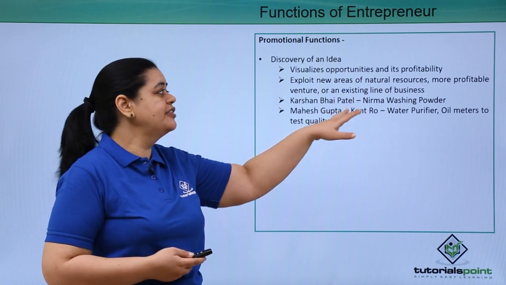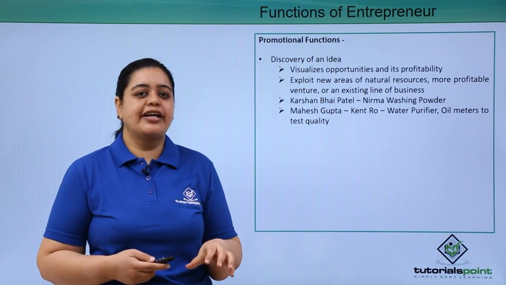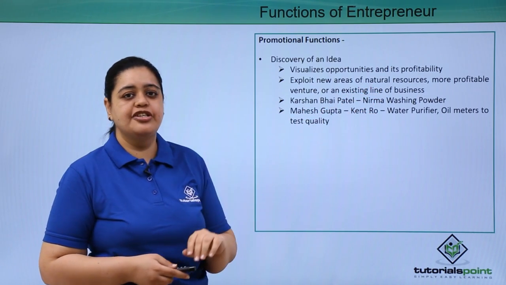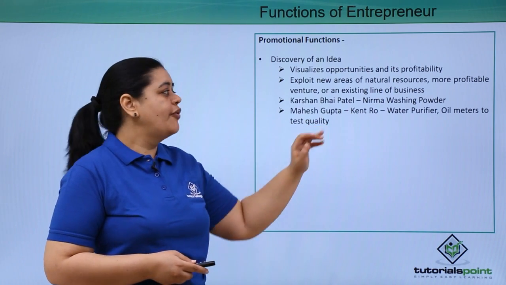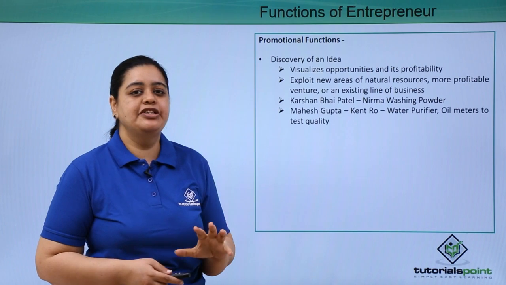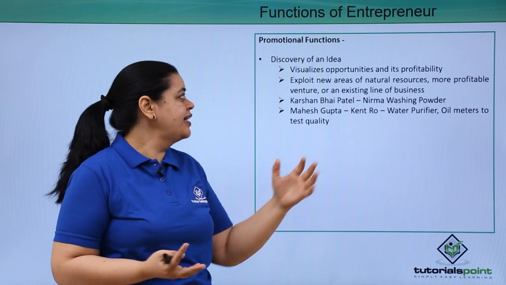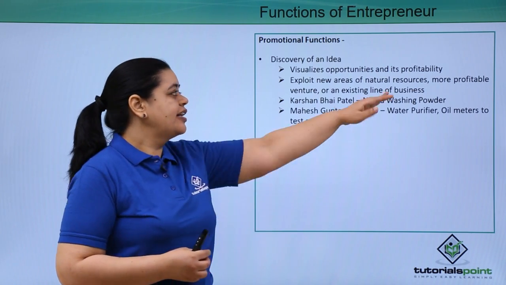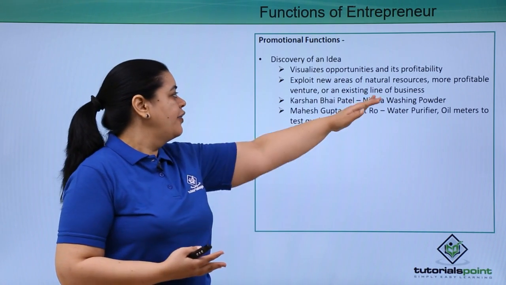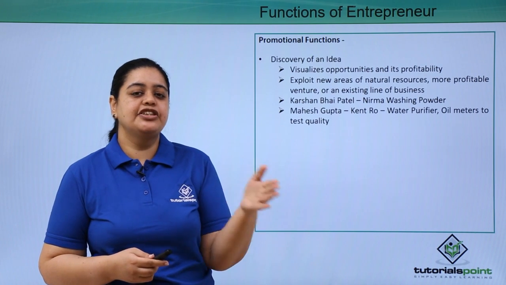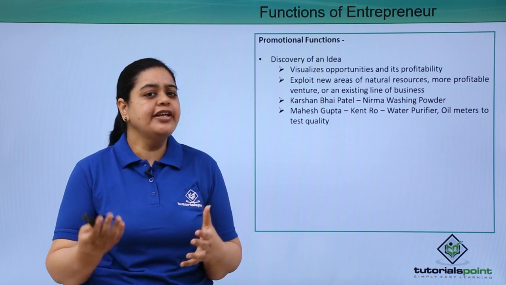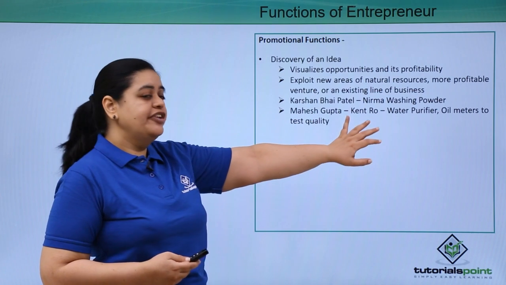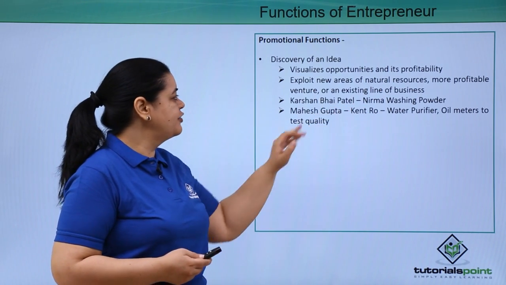So these were the entrepreneurs who were able to see an opportunity, see a market and make it into a profitable venture. They have been able to exploit new areas of natural resources, a more profitable venture or existing line of business. They have been able to go ahead and exploit, let's say, an area of natural resources like solar energy, which would be an example here. They come out with a more profitable venture, or they would consider an existing line of business which is already there, but come up with something innovative so that the existing line of business becomes successful. Now, to give you an example, one other example here would be Karshan Bhai Patel.